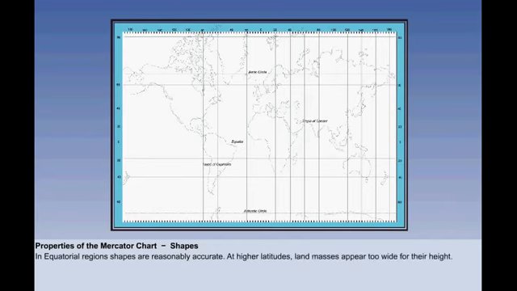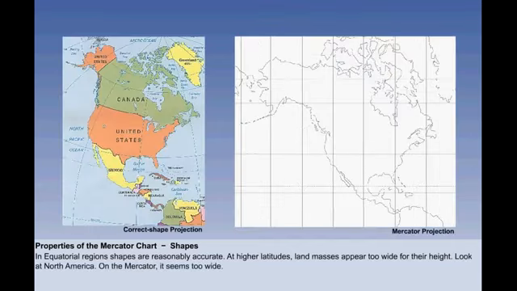However, at higher latitudes, land masses appear too wide for their height, compared with the same land mass on the globe. Compare the shape of the North American continent on a Mercator with its shape on the globe. The continent appears too wide. The east-west distance from Labrador to western Alaska seems too great, compared to the north-south distance from northern Alaska to the Gulf of Mexico.